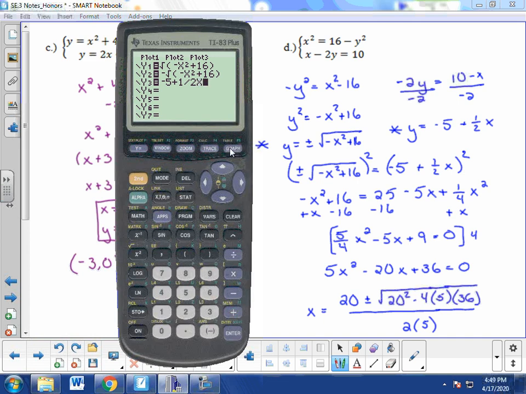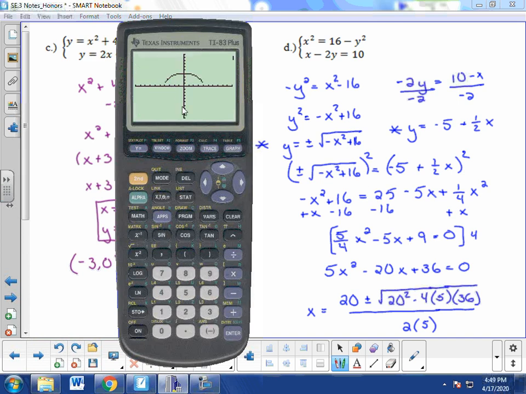So there I have it. I have the plus or minus square root of negative x squared plus 16. So that has to go in 2 lines. Unless you have a super new calculator, some of you guys do have a plus or minus button there. You can do it in 1, but we can all do it in 2. And then y equals the line, and check out the graph here.